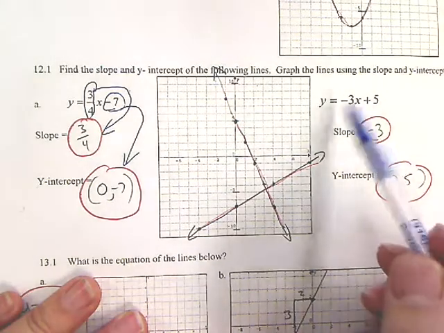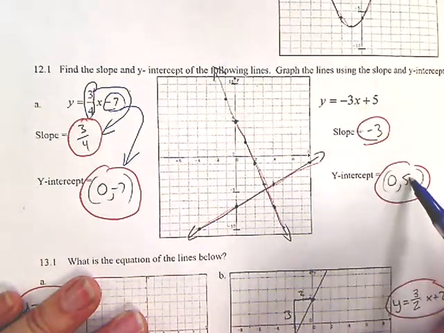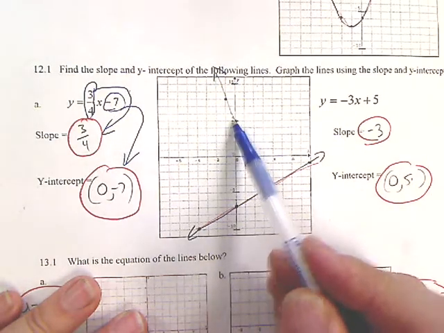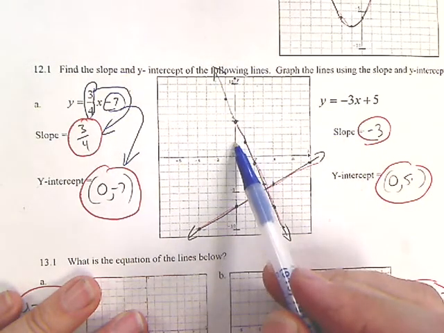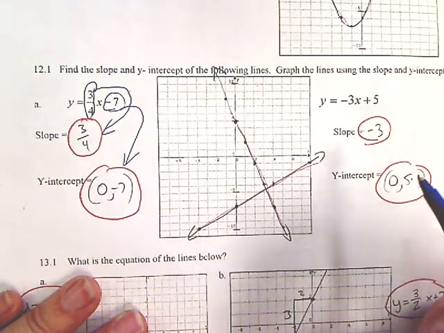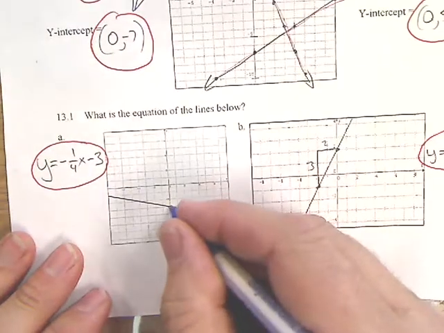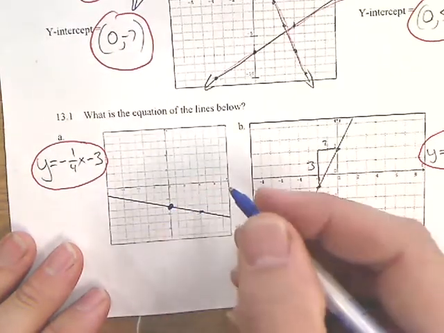The slope is negative 3. 0, 5. Start at 0, 5. Go down 3 and over 1. Down 3 over 1. Oh, look. Y-intercept's at negative 3.